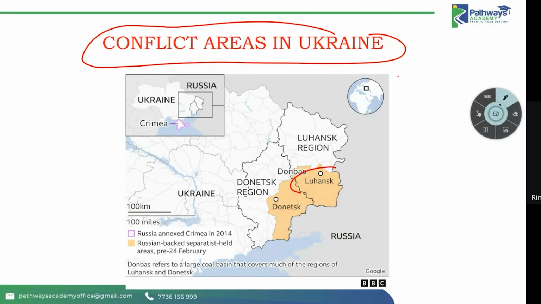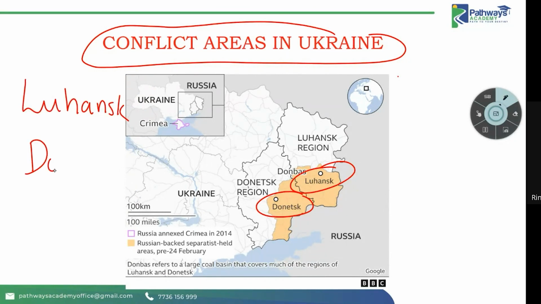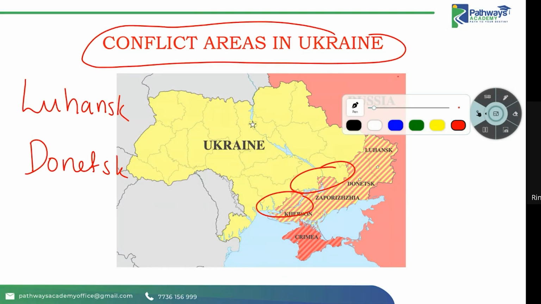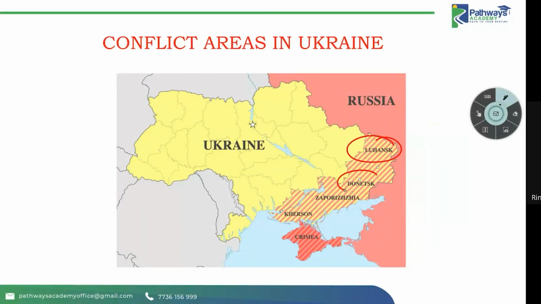Please write it down. Luhansk, Donetsk. The conflicted areas in Ukraine. Luhansk, Donetsk, Donbass. You can see Luhansk here, Donetsk here, then Donbass. This full territory is entirely known as Donbass.